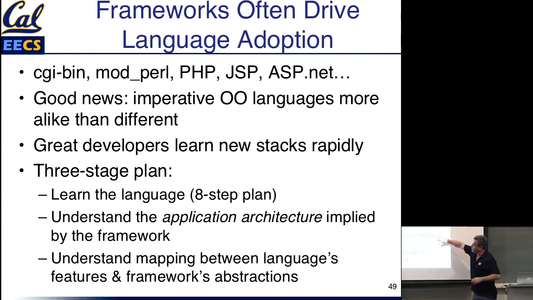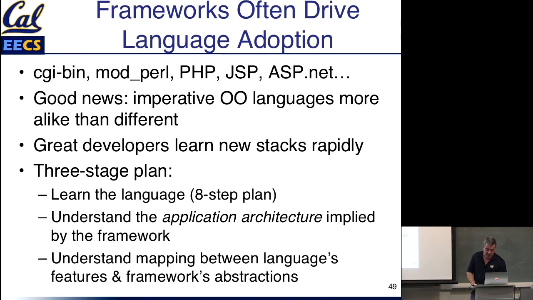And finally, having understood the language and the architecture, all you have left to do is to understand the mapping between the two. And what that means is, what are the things in the language that allow the framework to provide the abstractions that it provides? Right? So if you can do these 3 things, if you break down your task of learning a new language and framework into these 3 steps, we believe that you'll develop a general scheme for becoming rapidly productive.